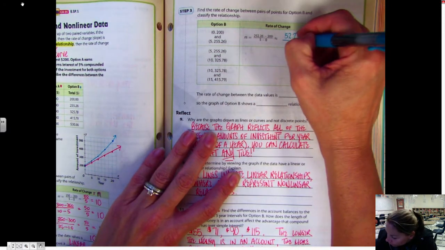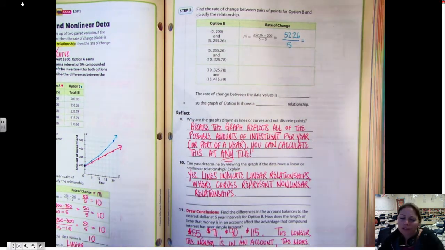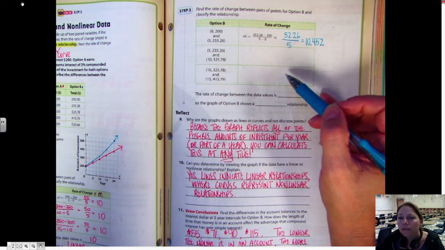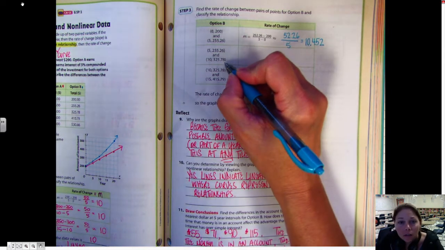If I subtract those, I get 52.26 over 5. And again, I don't really want you to do these computations mentally or on paper. You're more than welcome to use a calculator. So 52.26 divided by 5 gives me 10.452. Now this doesn't really mean anything until I calculate my other rates of change, and if they're equal to 10.452, then we still have a linear equation. But if they're different than this slope or this rate of change, then we know it's a bivariate relationship and it's nonlinear.